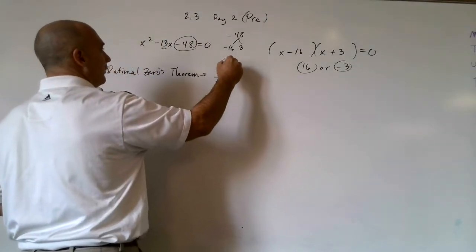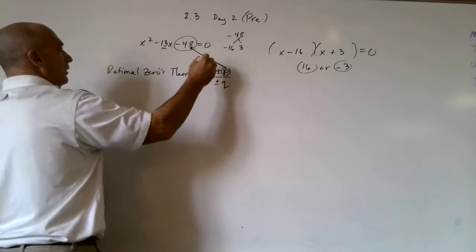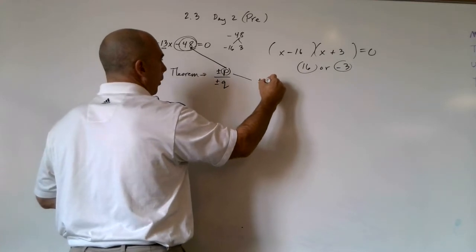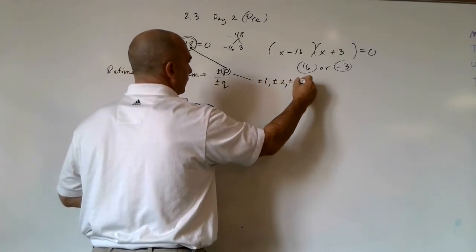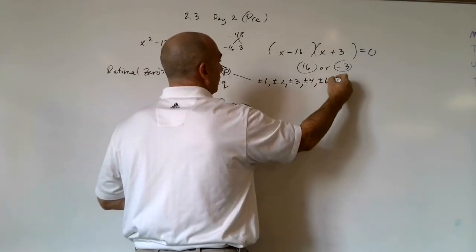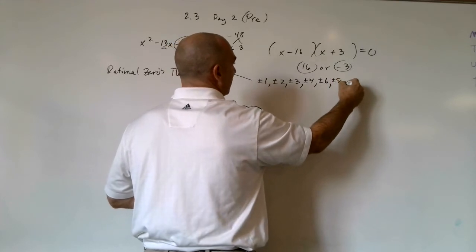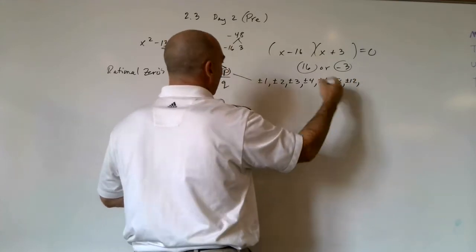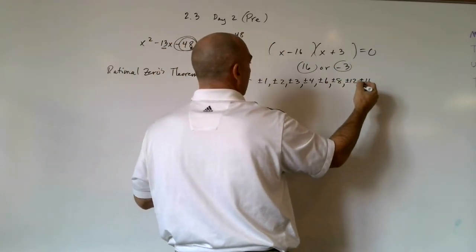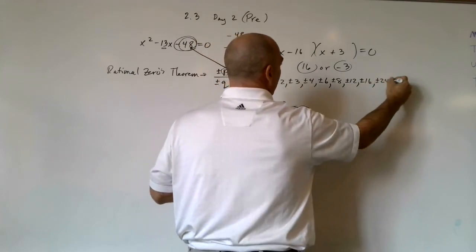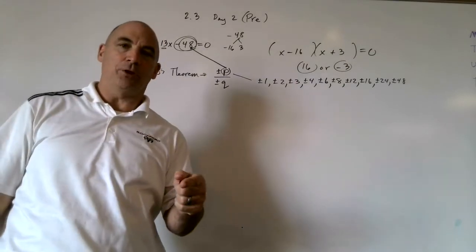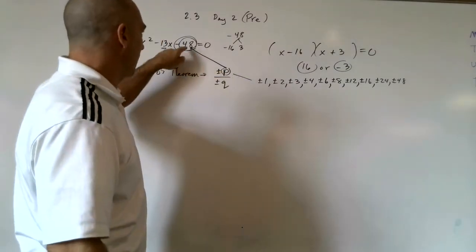P are all of the real factors of your constant. So that would be plus or minus 1, plus or minus 2, plus or minus 3, plus or minus 4, plus or minus 6, plus or minus 8, plus or minus 12, and I picked this one on purpose, plus or minus 16, because it's just got a bazillion of them, and then plus or minus 24, and then plus or minus 48. That is a lot of possible factors of our constant.